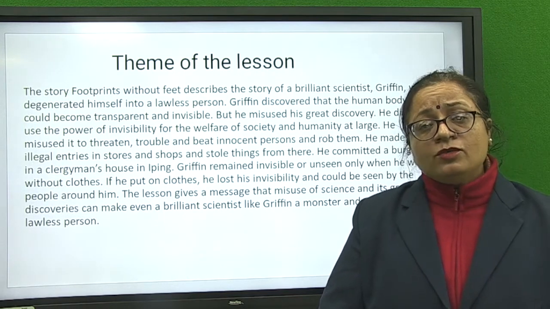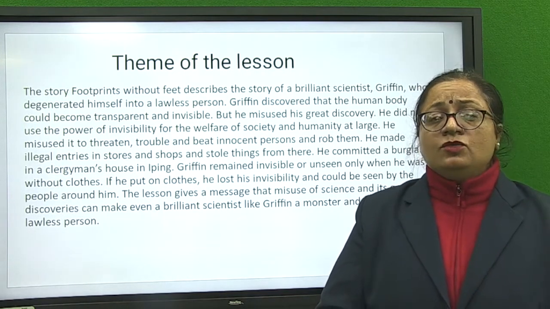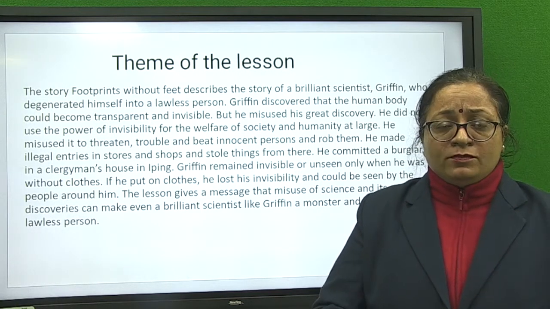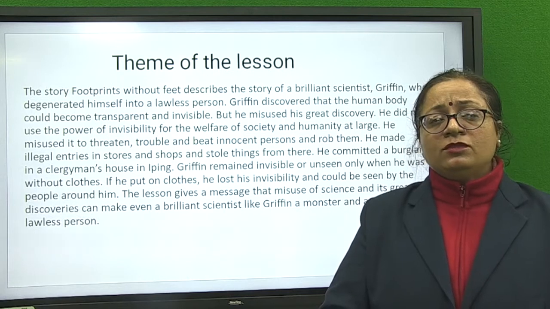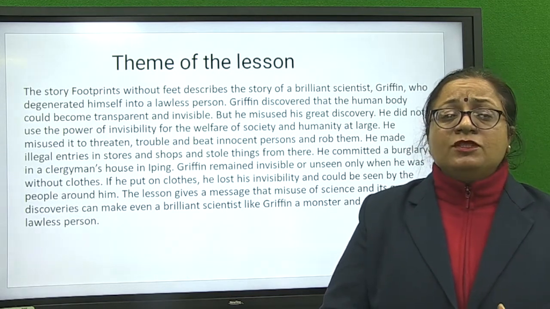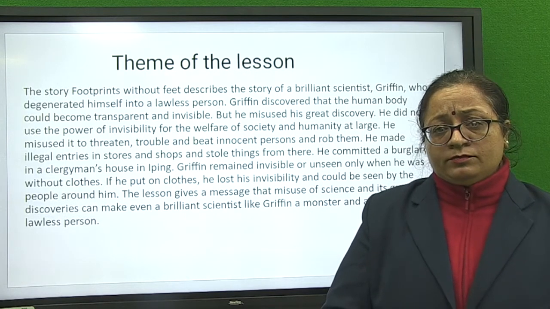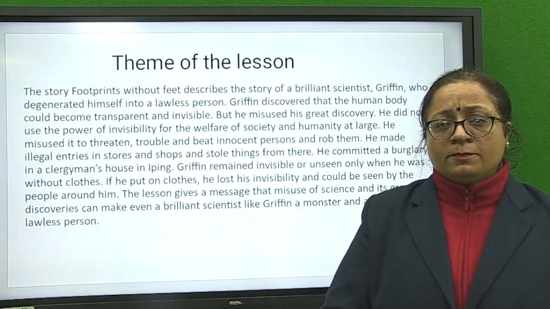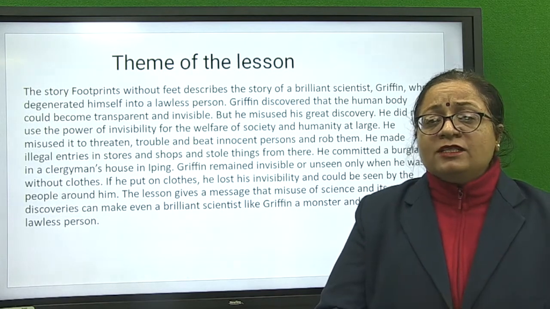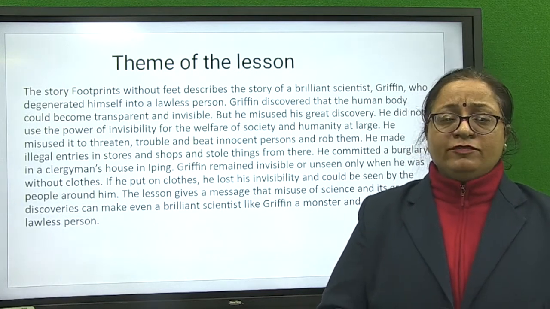Then he tried it on a cat. It was quite a painful process of becoming invisible. When the cat was going from visible to invisible, the cat was suffering a lot of pain. But even after that, the cat's eyes were not invisible.